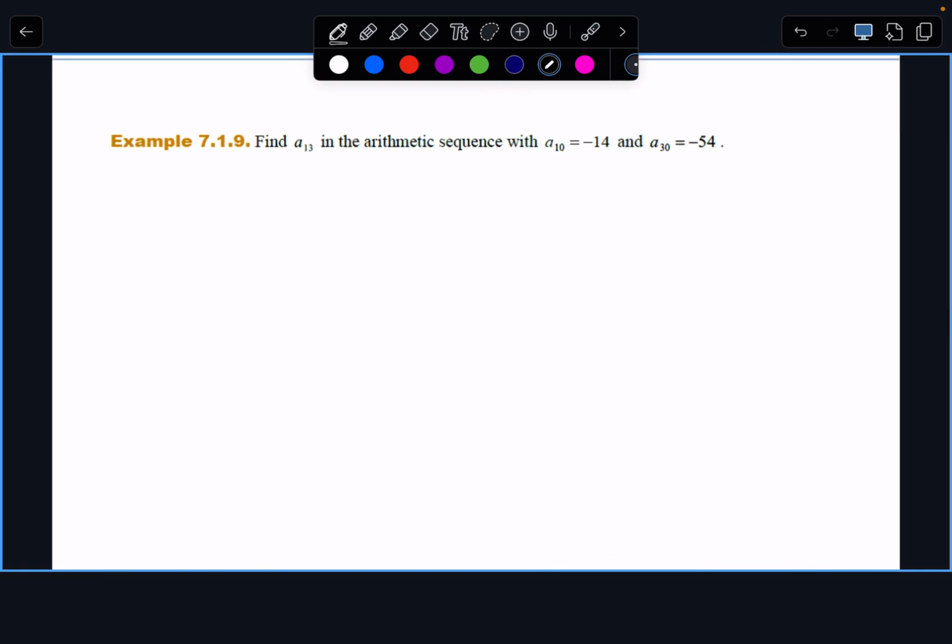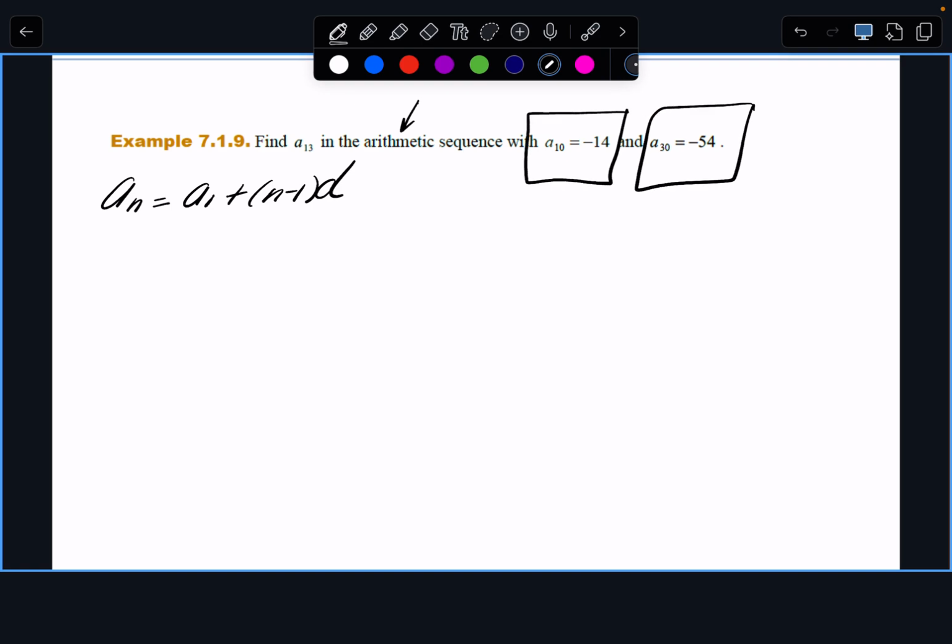It says find a sub 13 if a sub 10 is this and a sub 30 is this. This would not be reasonable for most people to figure out by just thinking in their head. So you would set up an equation. Since it's arithmetic, I know this: a sub n equals a sub 1 plus n minus 1 times d. Well, we have this info and we have this info. Right here n is equal to 10, and right here n is equal to 30. So just keep that in mind as we move forward.